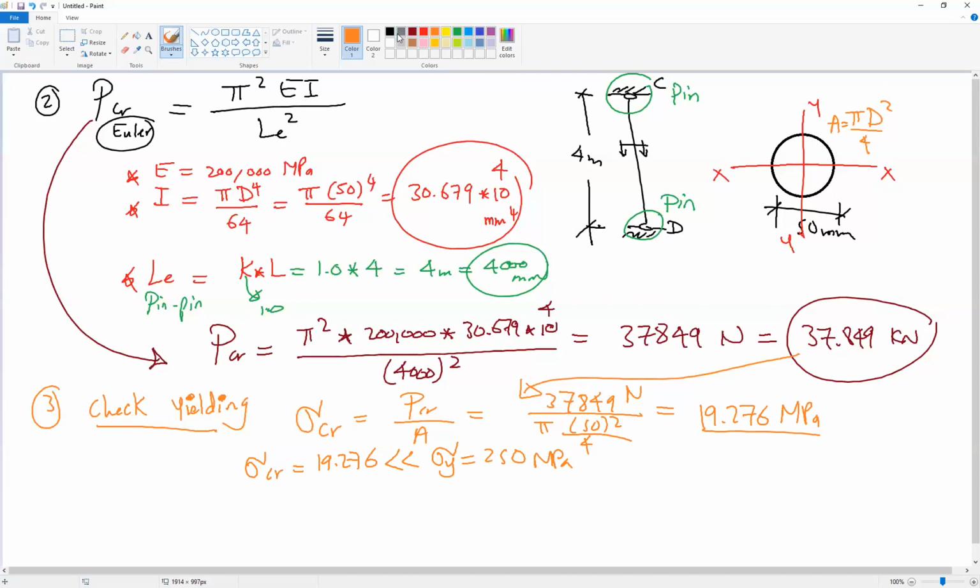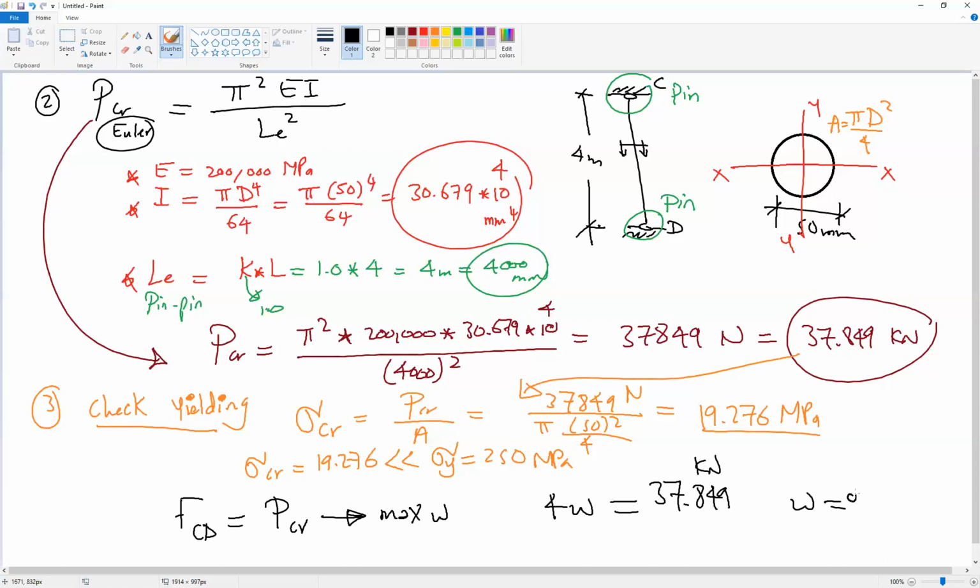So the final step, just collating the two terms together. We have FCD should equal P critical to find maximum W. So FCD is 4W equal to P critical, which is 37.849 kilonewton, which gives us that W will be 9.46 kilonewton per meter.